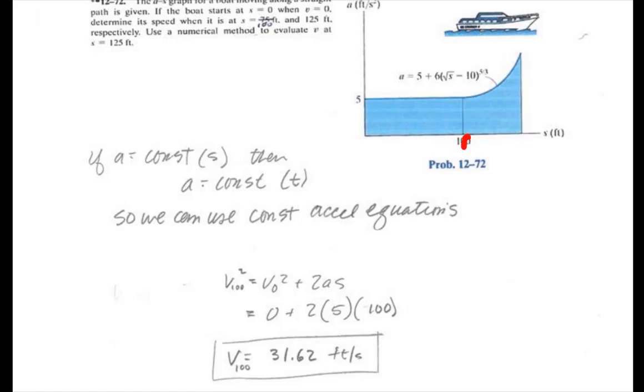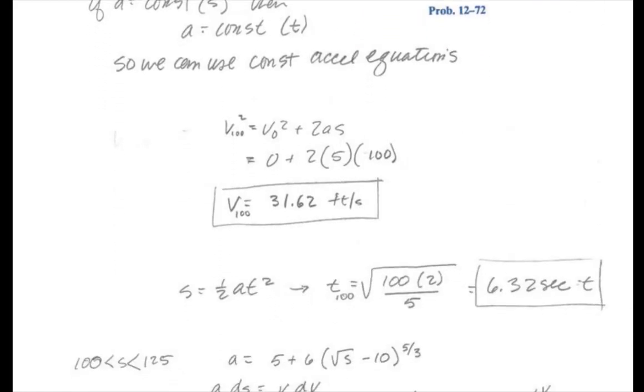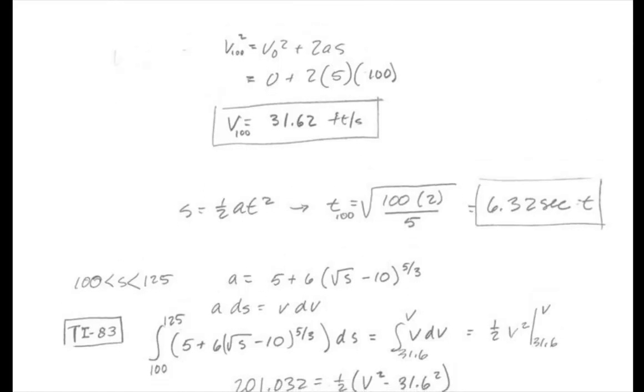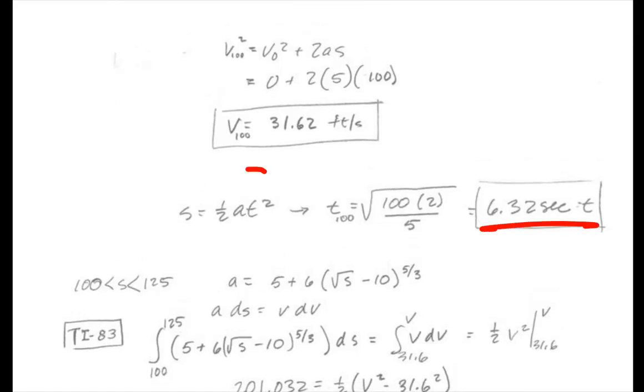If we want to find the speed at the end of 100 feet, I can use the constant acceleration equation and see that the speed at 100 feet is 31 feet per second. If I want to find the speed at the end, which is 125 feet, I have to do a different equation. First, let's find out how much time it took. Using the constant acceleration equation again, it took 6.32 seconds to go 100 feet, and my speed at the end of that time was 31.2 feet per second.